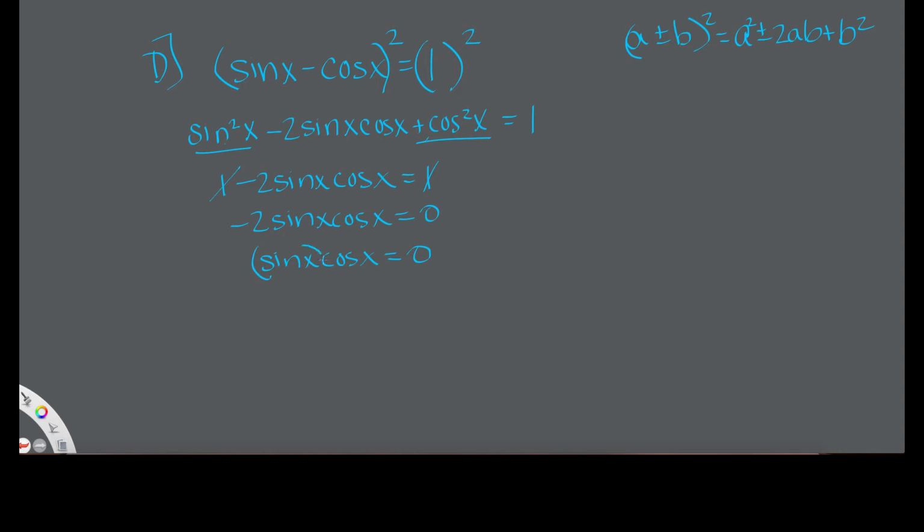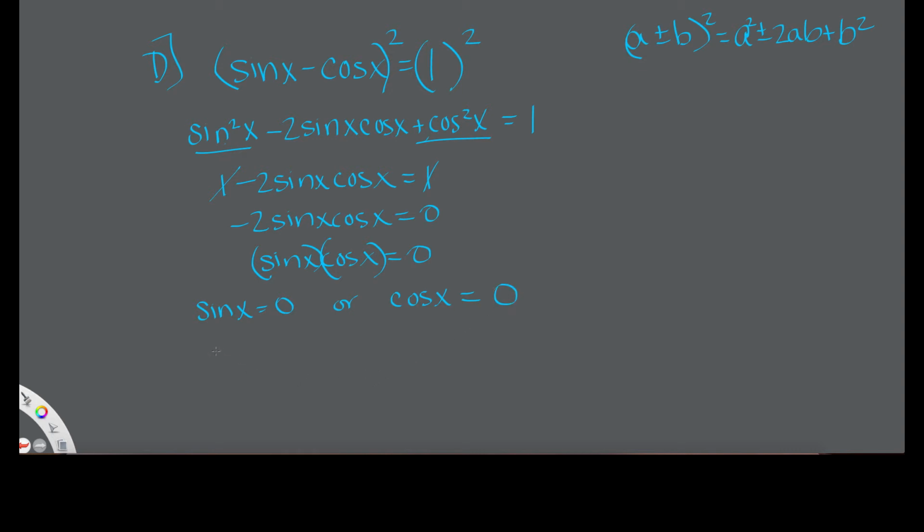And now these are just two simple factors, right? So this is like sine x times cosine x equals 0. So for the product of them to equal 0, one or the other of them must be 0, right? So that means the sine of x equals 0, or the cosine of x must equal 0.